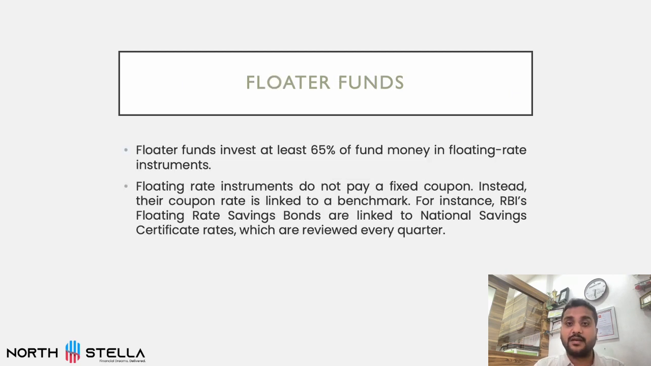Then there are floater funds available. RBI has floated floater bonds because the interest rates are not fixed. If you want to avail the opportunity of the interest rate changing, you can invest in these floater funds. This category will invest across floating rate securities which are available in the market. They do not give you a fixed coupon. Instead, their coupon is linked to a benchmark. RBI floating rate bonds are linked to the National Savings Certificate rate plus a 0.35% spread, which is reviewed quarterly or half yearly, and then the rates are changed as per the market rate.